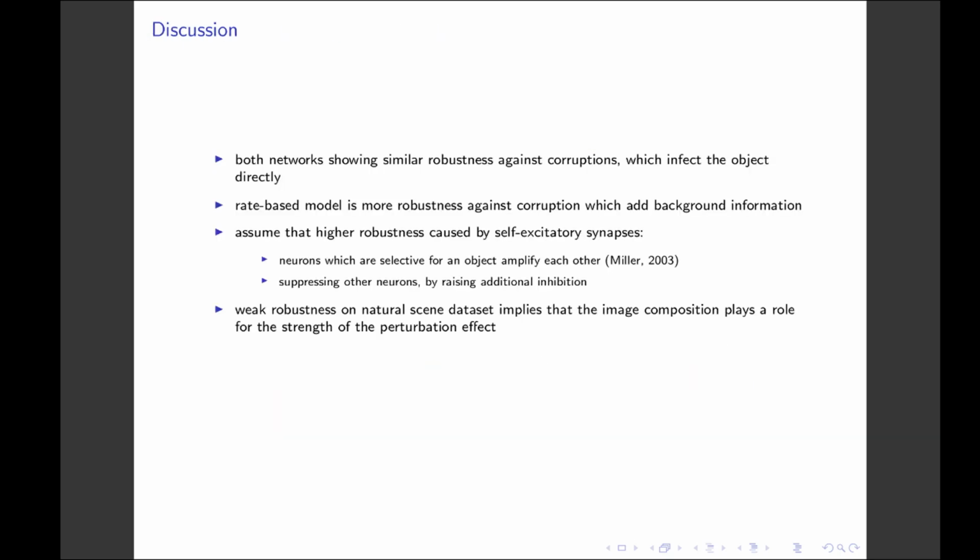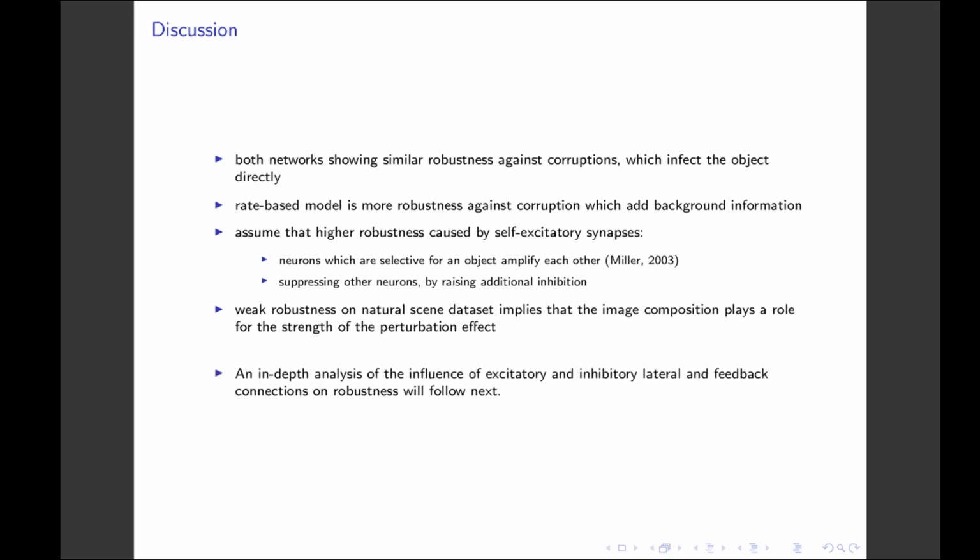We assume that the robustness in the rate-based neural network is mainly caused by the self-excitatory synapses, where neurons which have a similar selectivity amplify each other and suppress the other neurons by the additional inhibition, and with that the object is amplified in the network. The weak robustness on the natural scene dataset implies that the image composition plays a role for the strength of the perturbation effect. The next step will be an in-depth analysis of the different circuit motifs in our networks.